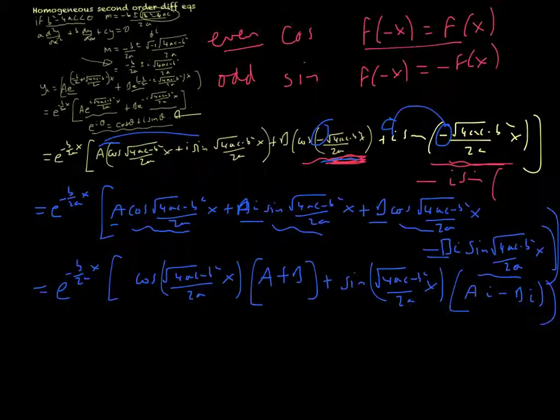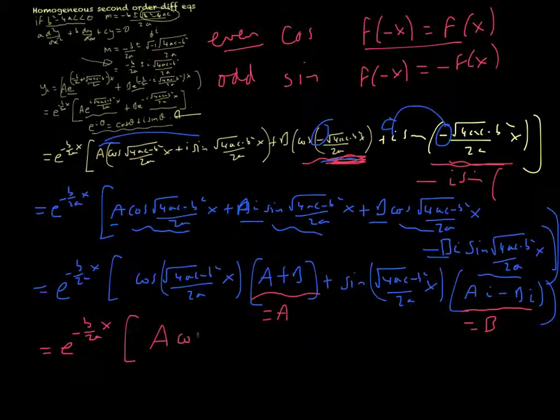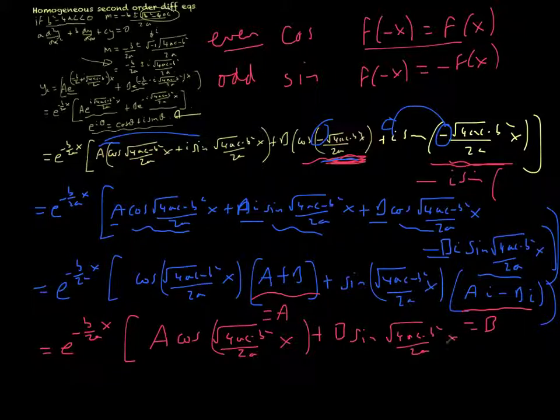Well, what is this a plus b? Well, that's just a constant, isn't it? So we'll call that a. And a i minus b i, well, that's just a constant as well. It doesn't matter if it's complex, it's still a number, it's still a constant, so we'll call that b. So what we end up with is e to the minus b over 2a x, a cos square root 4ac minus b squared over 2a x plus b sine square root 4ac minus b squared over 2a x.